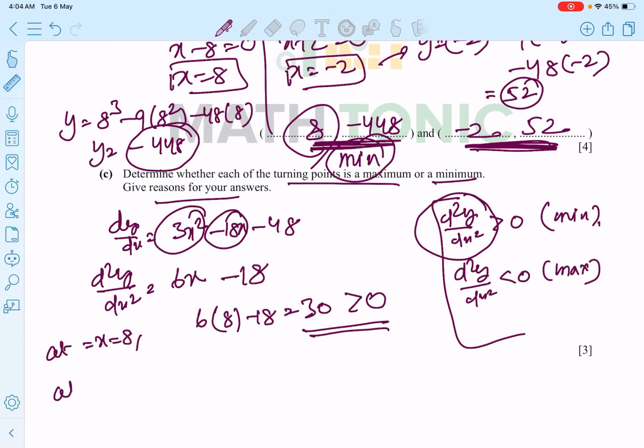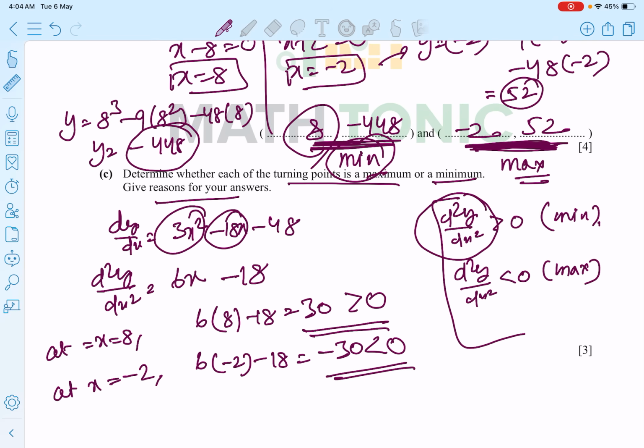Got it? Now if I check at x equals minus 2, 6 times minus 2 minus 18, I think I am getting minus 30, which is less than 0. Can you see this, everyone? That means this coordinate should be your maximum point. This is how we have to write down the answers. Don't forget to mention these two reasons, so that you can get full marks for this case.